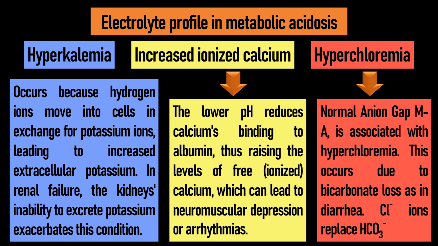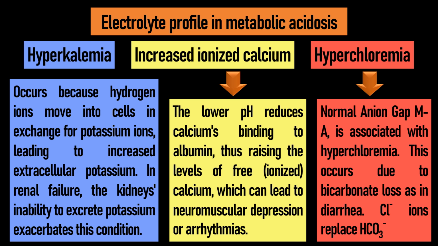Calcium disturbances can occur. Acidosis can lead to increased ionized calcium in the blood. The lower pH reduces calcium's binding to albumin, thus raising the levels of free or ionized calcium, which can lead to neuromuscular depression or arrhythmias. Chloride disturbances may also occur. Some forms of metabolic acidosis, like normal anion gap acidosis, are associated with hyperchloremia, which is a condition of increased chloride concentration in blood.